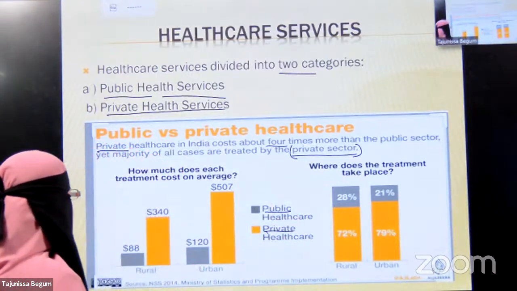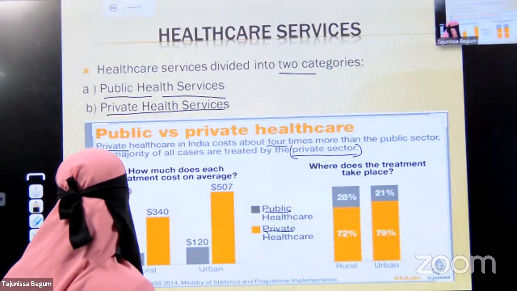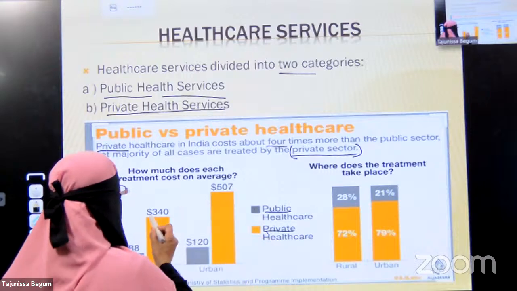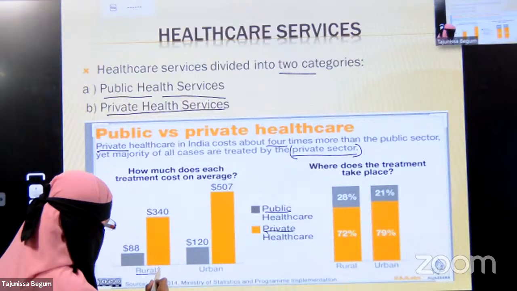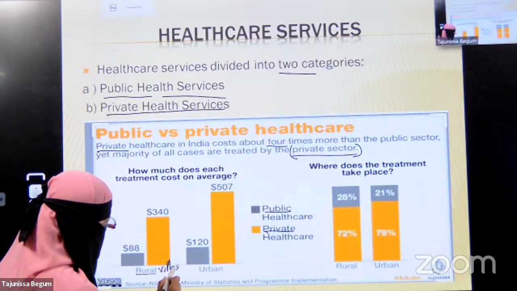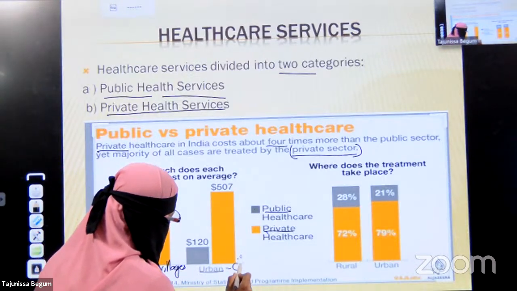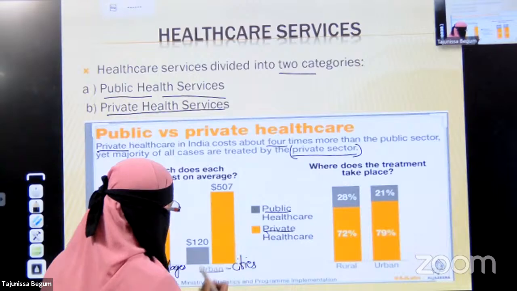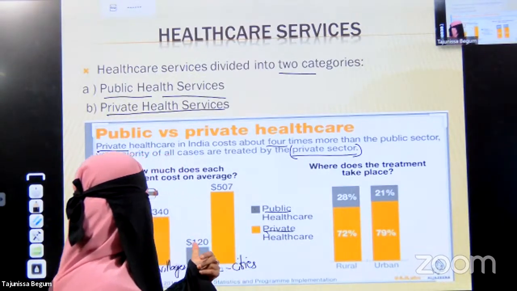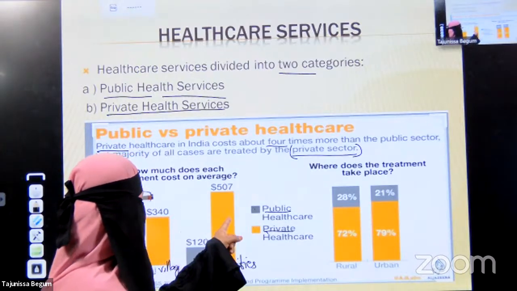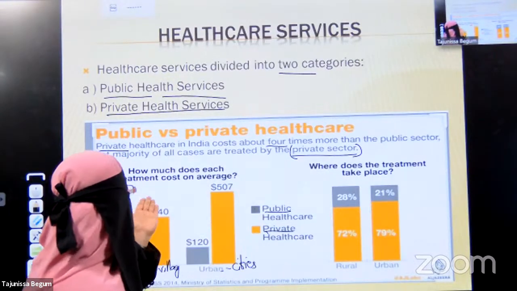Now see how much people spend. In the public sector they spend $88, whereas in the private sector, $340, in rural areas, that is villages. Urban areas means cities. Here, in urban areas, in government centers people spend $120, whereas in the private sector they spend $507. That was how much each treatment costs on average.